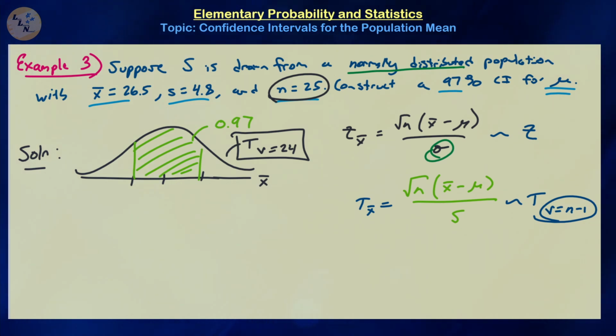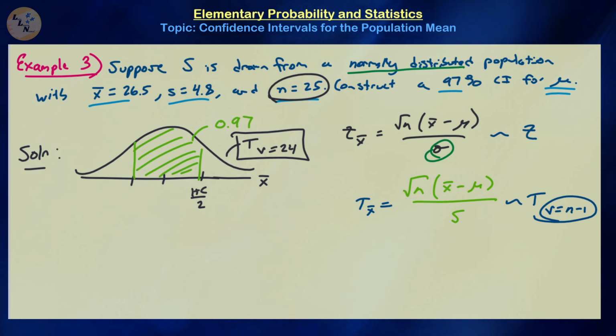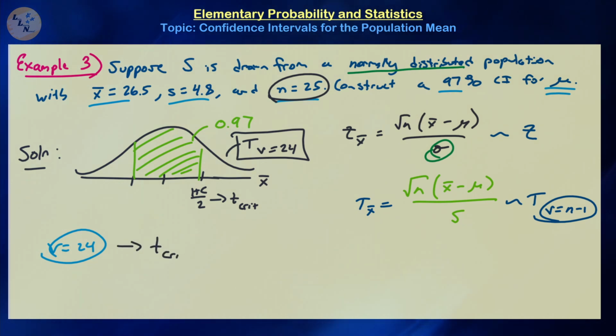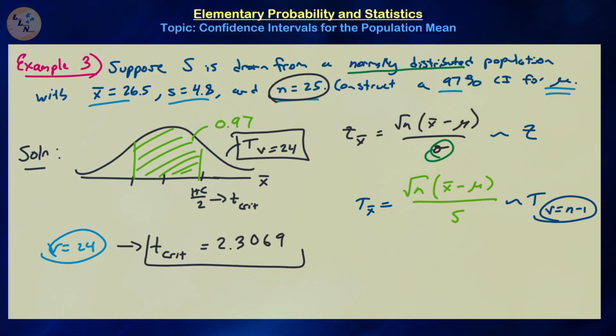So again, this upper bound is going to be the (1 plus c) over 2 percentile of a t distribution with 24 degrees of freedom. And again, this is not called a z critical value, it's going to be called a t critical value. So this is going to give us our t critical value. If we let v be equal to 24 and we find the (1 plus c) over 2 percentile of the t distribution, one should be able to find that the t critical value for this particular scenario is 2.3069.